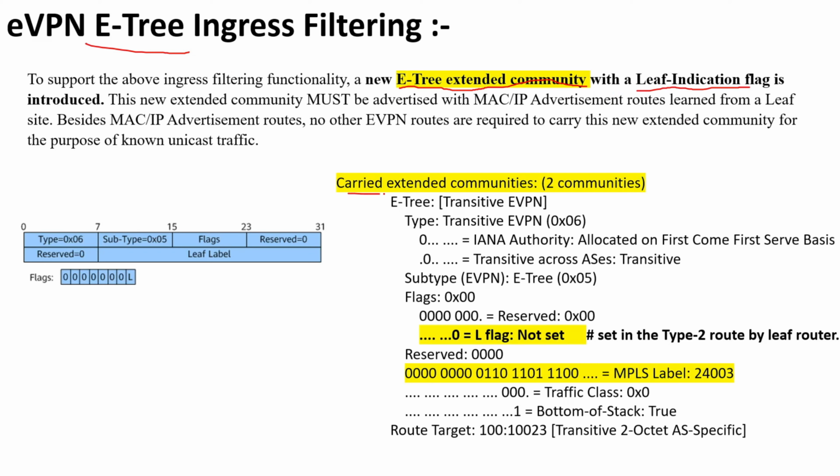So if you see here, it is an extended community. Here it is showing two: one is for the EVPN E-Tree, and the second one is for the route target. And here you can see the L flag. If it is received from the leaf, then the L flag will be 1, and if it is received from the root, the L flag will be 0. So the PE router will set this into the route type 2, that is MAC learning, assign the label, and forward it to the remote PEs.